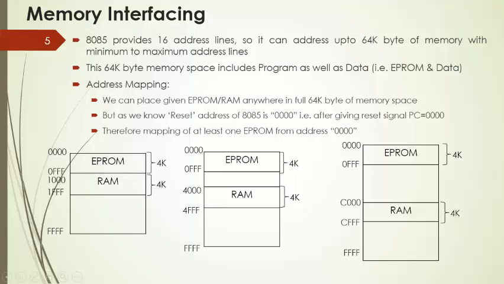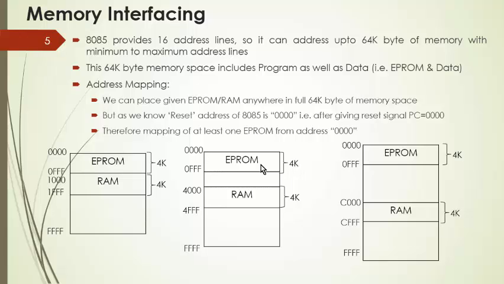So in this way the EEPROM is placed starting from 0000 because the reset address of the microprocessor is 0000, that is, the program should start from 0000, and the RAM is placed from 1000 to 1FFF hex. We can also place this 4 kilobyte memory in another location, starting from another address.